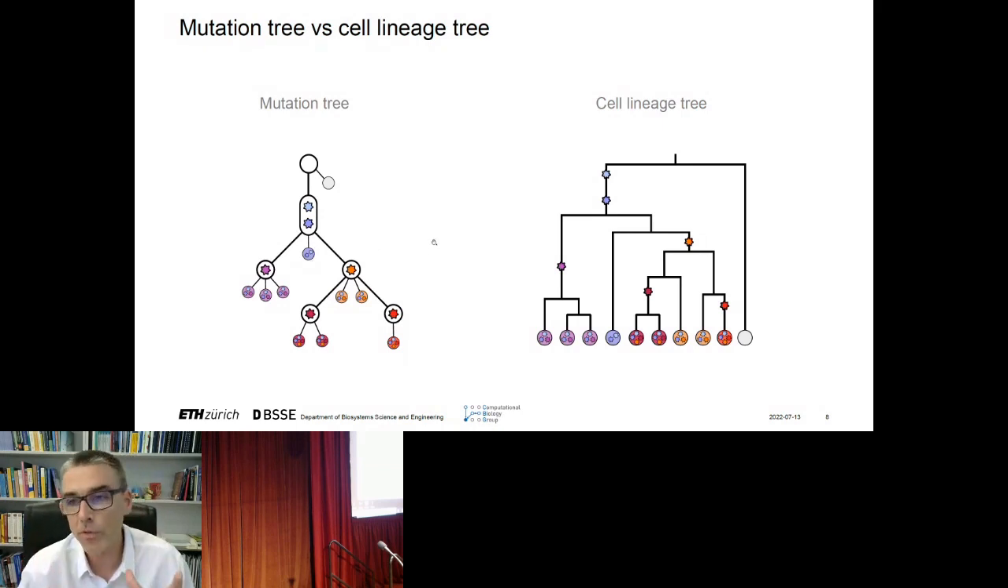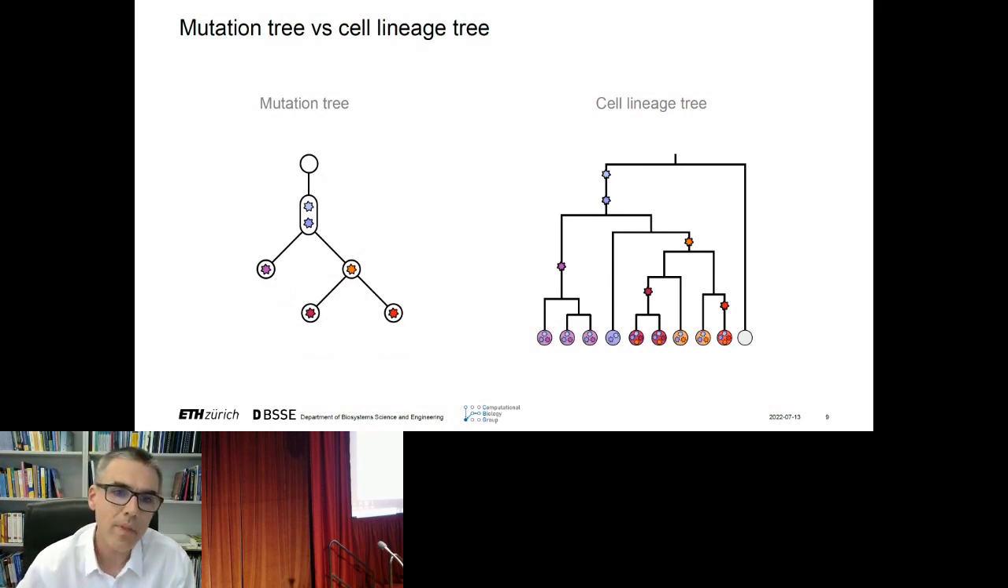And in fact, we will most of the time not care about the individual attachments of the cells, and we will only care about the mutation tree. That means the order in which mutations occur and the branching pattern of the tree, so the partial order of these mutations. And this is because we typically don't have any additional information about these individual cells. So in a sense, we're not really interested in relationships among cells, but more in the order in which mutations occur and the branching patterns.